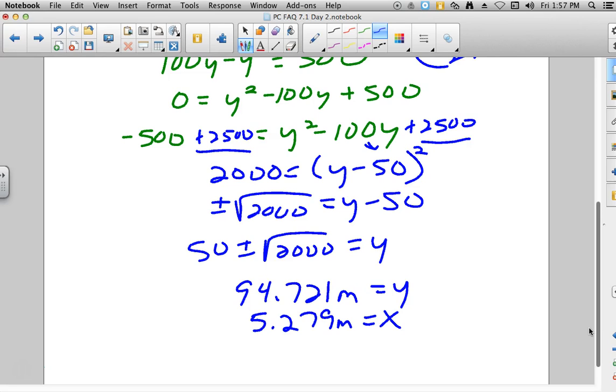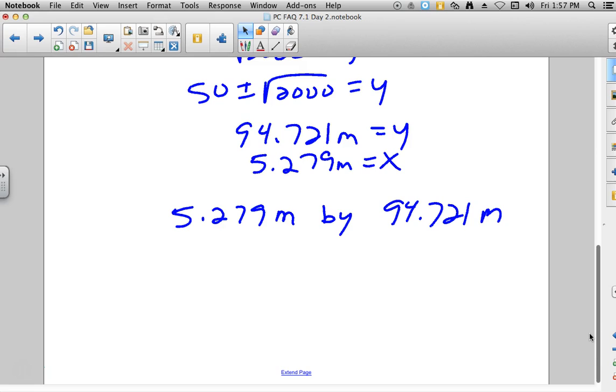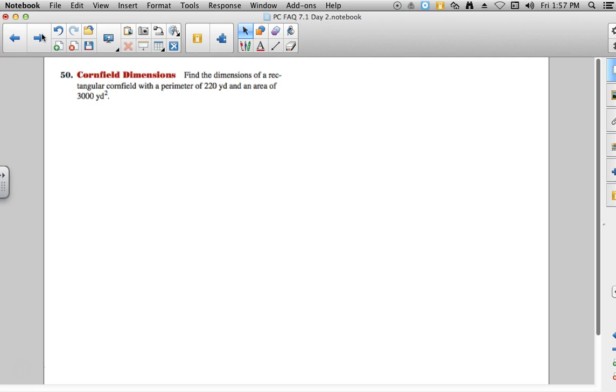And remember, these are interchangeable. You know, we could have x equals 94.721 meters, and we could have y equal 5.279 meters. It doesn't make any difference. So what we want to do at the end is just give the dimensions. So the dimensions would be 5.279 meters by 94.721 meters. And I say by because the x always kind of drives me nuts there. You know, we are dealing with algebra here, so I would prefer to go ahead and actually write that word in there. Those are the dimensions for number 49. Number 50, we have a similar problem.